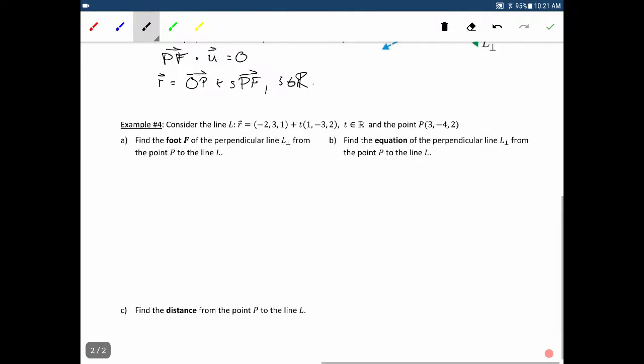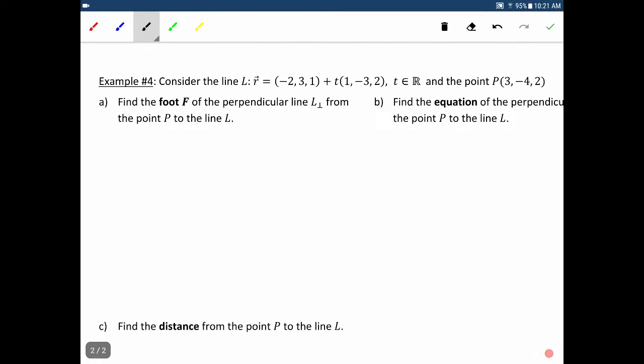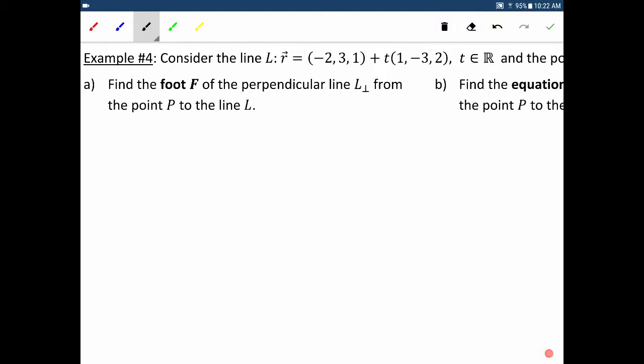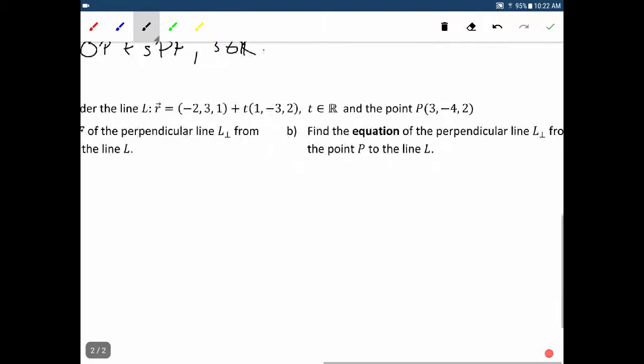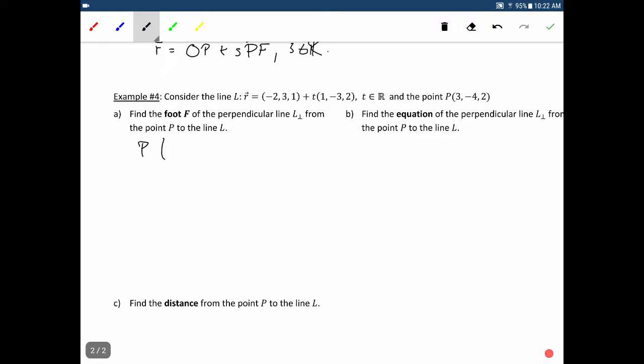Okay, so we're going to find the foot of the perpendicular line from the point to the line L. Okay, let's see. The first thing we're going to do is say, well, what's P? P is equal to, obviously, it's this right here. It's right over there: 3, -4, 2.